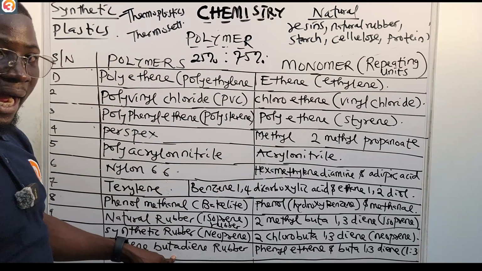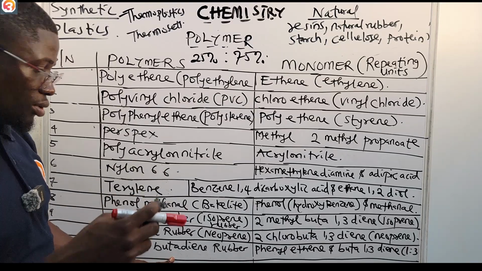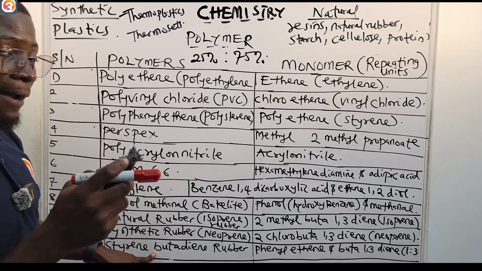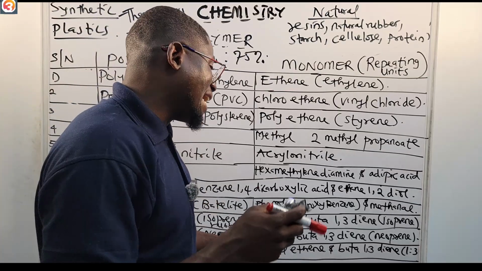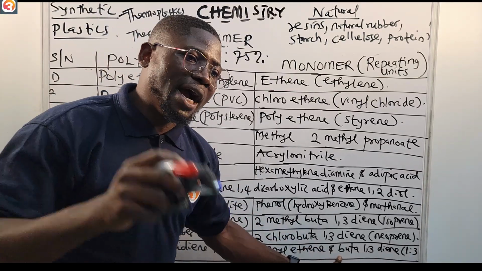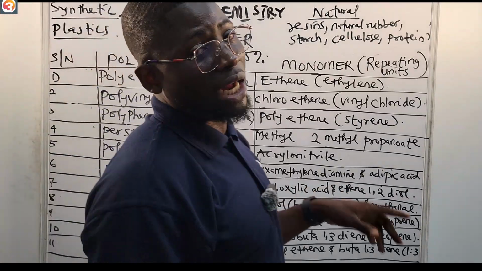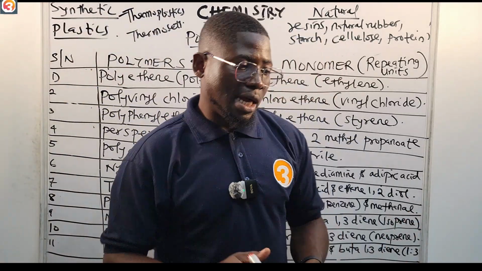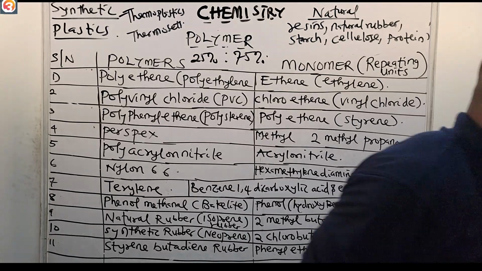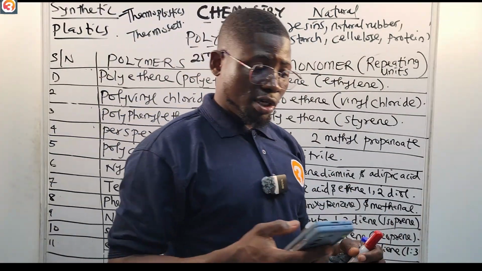Styrene butadiene rubber. I'm stressing this because you see it in your exam. It's in your exam past questions. So now styrene butadiene rubber is made from monomers of phenylethene and buta-1,3-diene in the ratio 1:3. Take note, if I was an examiner, that's the kind of technical question I would ask you. So please do not fade off.